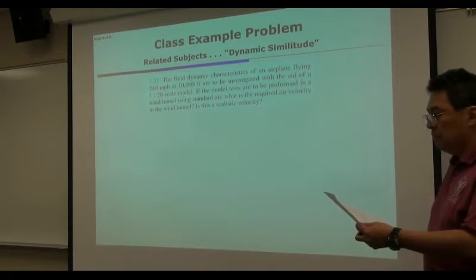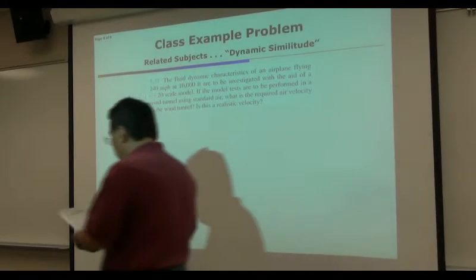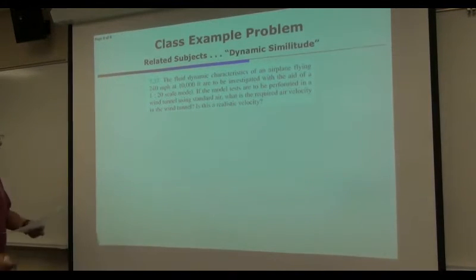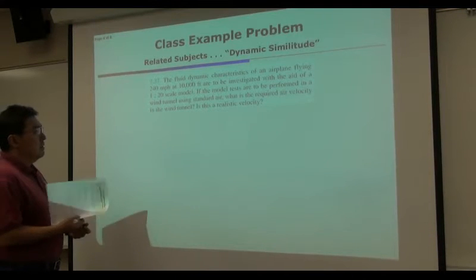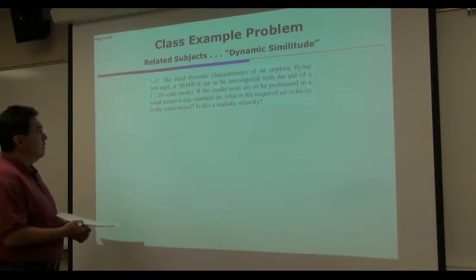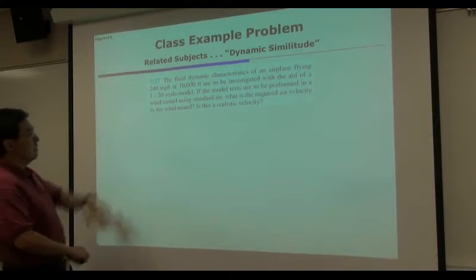Okay, this is example program, Unit E2, page 8, the last page of the Unit E2. Let's take a look at the example program here. The fluid dynamic characteristics of an airplane flying 240 miles per hour at 10,000 feet, it looks like this is a cruising condition.